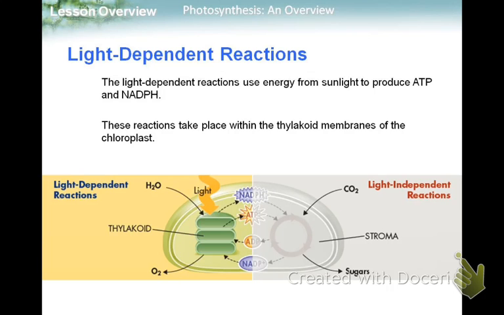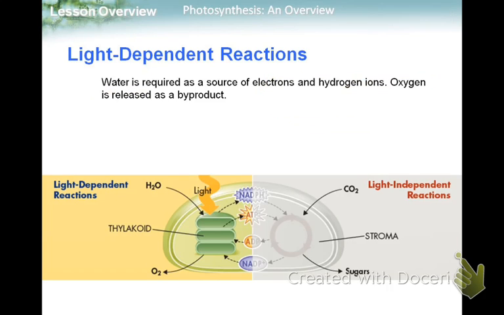So again, just to restate, energy from sunlight produces ATP and NADPH. These reactions take place in the thylakoid membranes. Water is required and oxygen is released as a byproduct.